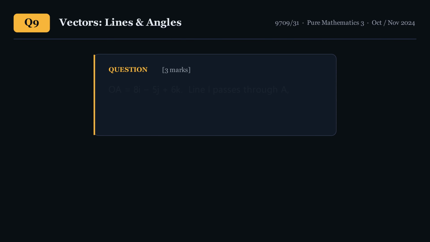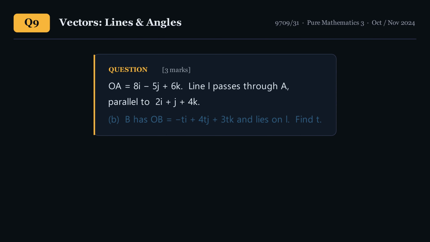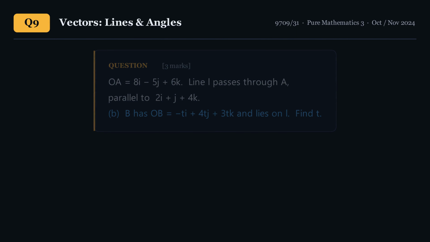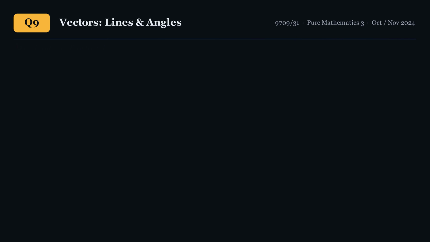OA equals 8i minus 5j plus 6k. Line L passes through A, parallel to 2i plus j plus 4k. Part B. B has position vector minus ti plus 4tj plus 3tk, and B lies on L. Find t. Now let's work through the solution step by step. Find t so that B lies on L.